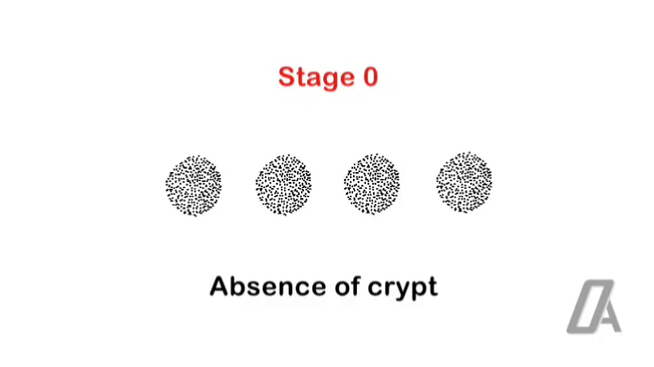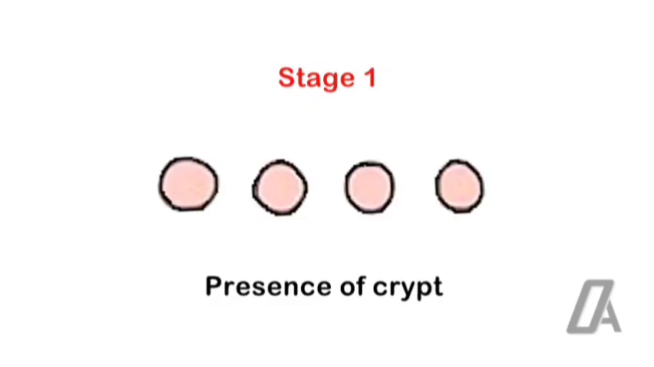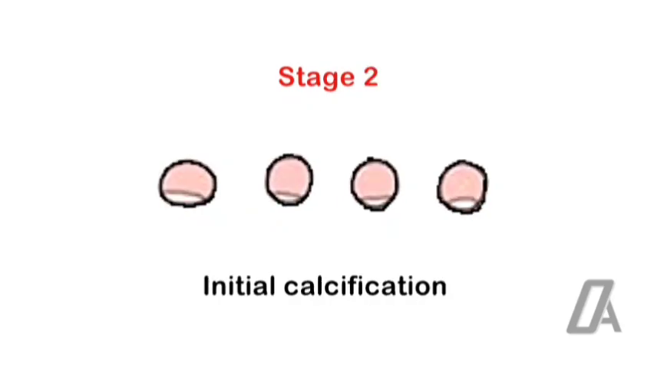Stage 0. Absence of crypt. At this stage, there's no visible tooth crypt. The tooth hasn't started forming yet. Stage 1. Presence of crypt. The crypt appears in the jawbone, but no calcification has begun. Stage 2. Initial calcification. Small mineral spots appear, the very first sign of crown formation.